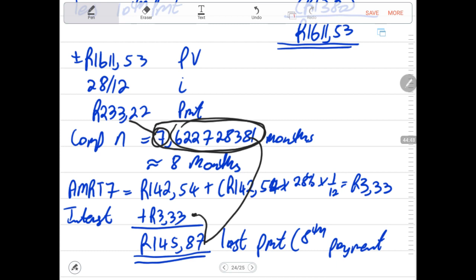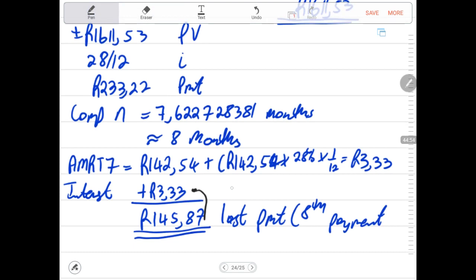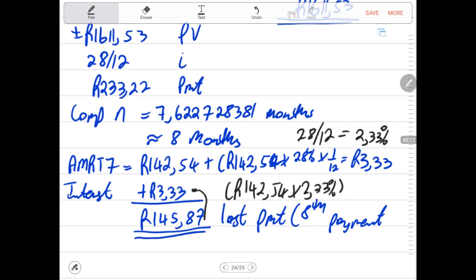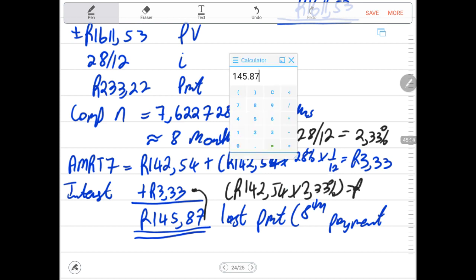And now again, I like to remind you of this and repeat it very cautiously until it goes into your mind, that we can say 28 divided by 12, guys, we get 2.33%. Then we say 142.54 times 2.33%. Then this will give you the same amount. Obviously, there'll be rounding off.